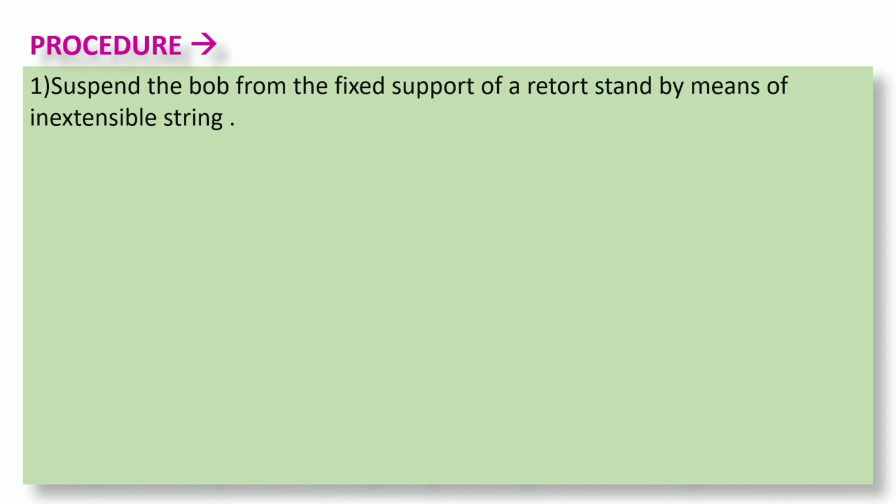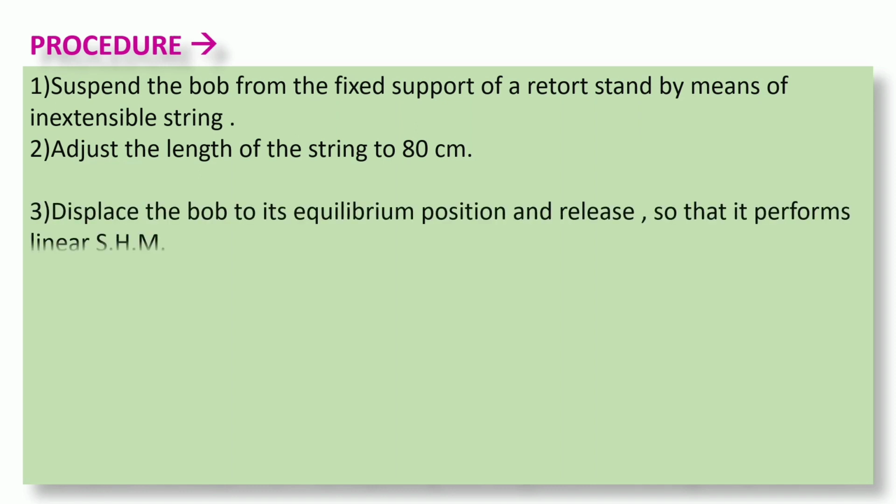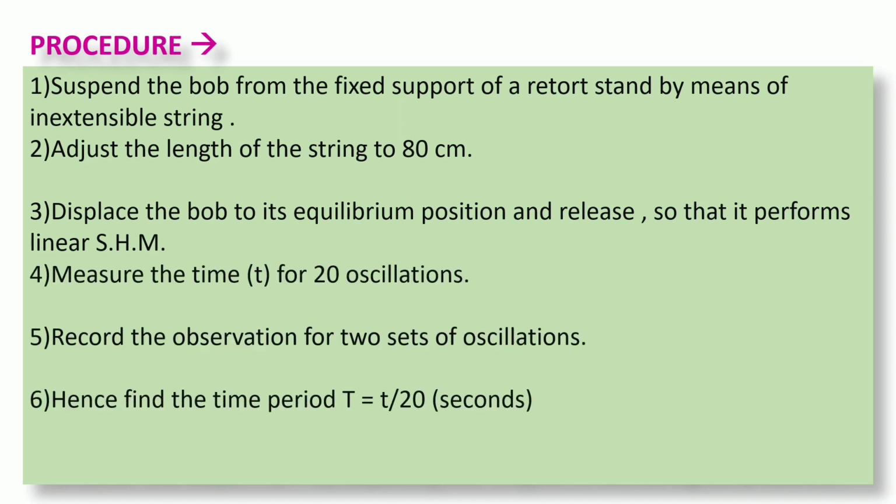Now see the procedure in short. First, we will suspend the bob from the fixed support with the inextensible string. We will adjust the length of the string to 80 cm and we will find out the time for 20 oscillations. For 80 cm length, we will repeat the experiment twice. We will find the time period of oscillation by dividing the mean time by 20, and then we will get the time for one oscillation.